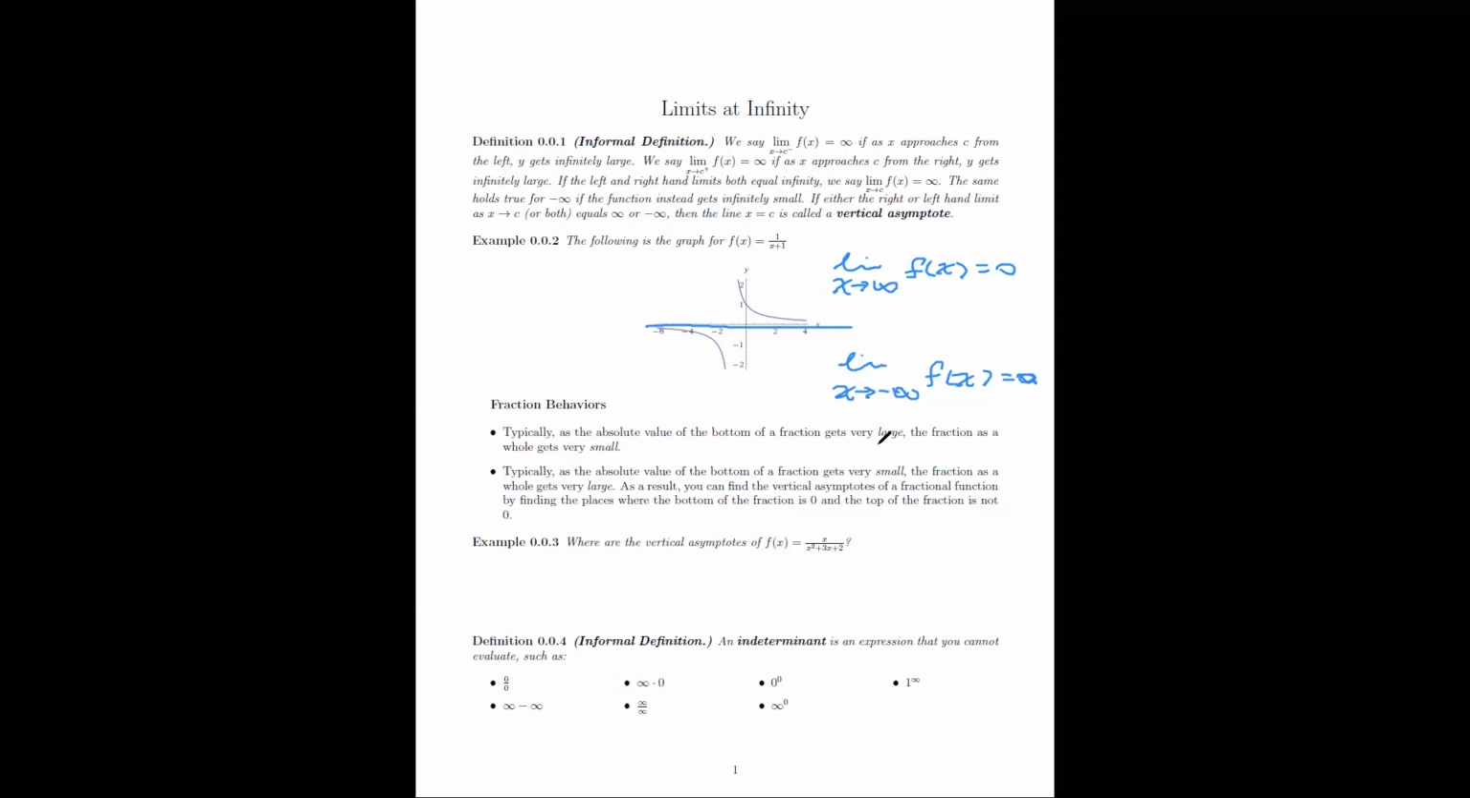As the bottom of the fraction gets very large, the fraction as a whole gets very small. So if I plug in infinity down here, I've got 1 over infinity, right? So think of that as like 1 over a billion. If you plug that into your calculator, you get something infinitesimally small. We're getting really, really close to 0. And similarly on the other side. So this line, y equals 0, is going to be my horizontal asymptote.